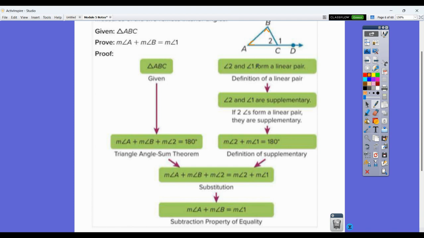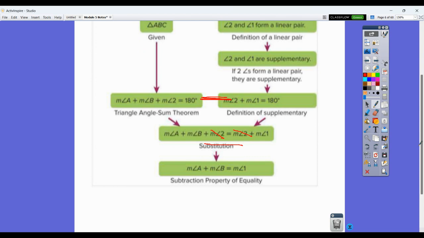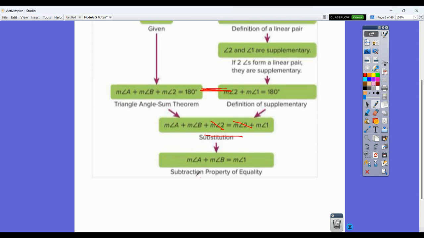And then we know that angle 2 and angle 1 listed here form a linear pair by looking at the problem. Linear pairs are supplementary, because if linear pair, then supplementary. And supplementary angles add up to 180 by the definition of supplementary. If we put these two concepts together, if those are both equal to 180, they're equal to each other. And with a subtraction property, you can subtract measure of angle 2 from both sides to get measure of angle A plus measure of angle B equal to the measure of angle 1. Oh, sorry, I crossed out the wrong thing. There's your subtraction property right there. Okay, so that's the idea of it.